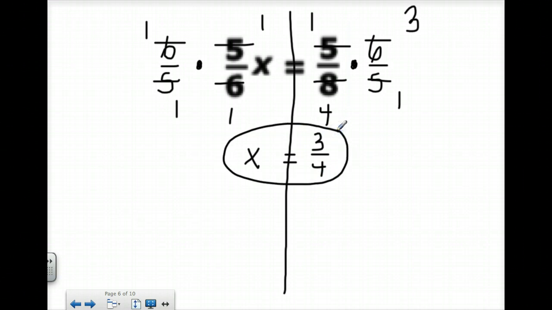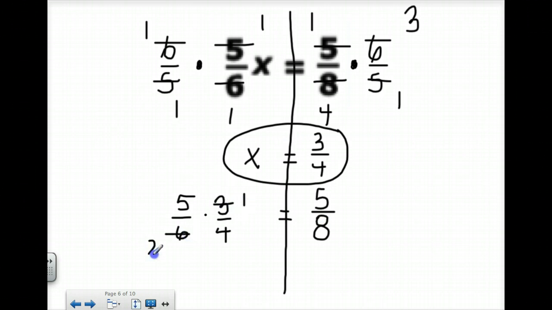Let's substitute that value in for our equation. 5/6 times 3/4, and in hopes of reaching 5/8. 3 divides evenly into 6 2 times, and 5/8 is equal to 5/8. So I know my answer of 3/4 is correct.